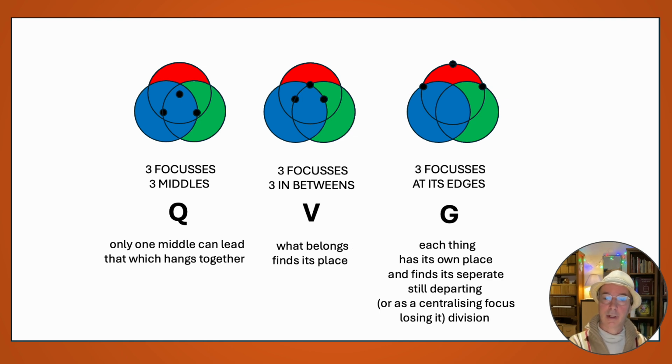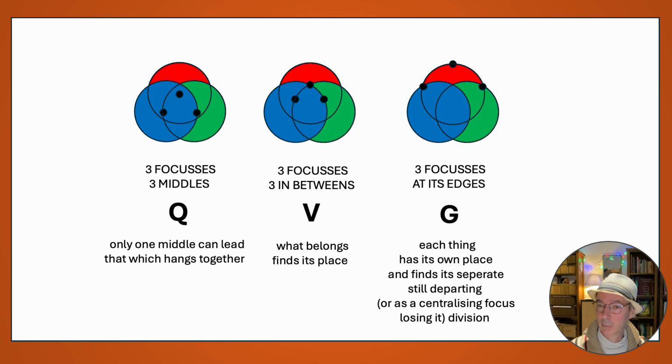And the G, what is that? This is also three focuses, but these three focuses are at the edges. So it's at the edge of these focuses as well. You hardly keep your focus on each of these sections in space, in time, or even in context. And what will happen there?